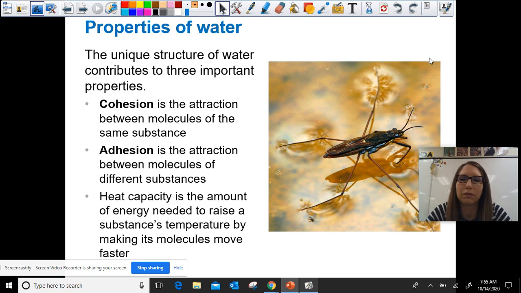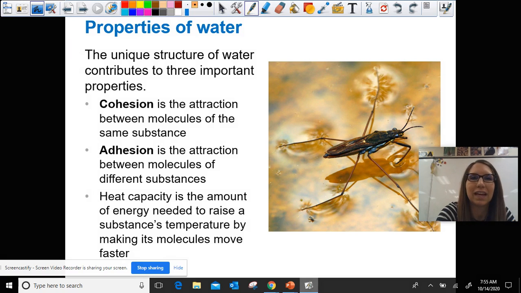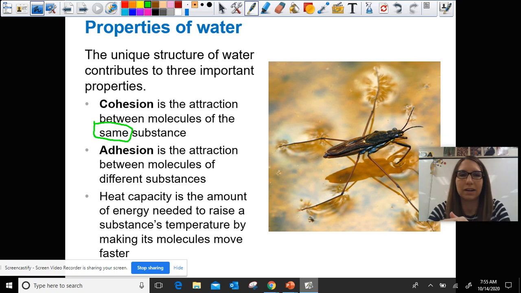And if you remember from Latin, co was a Latin root that meant both or together. So this is the attraction between molecules of the same substance. This is how they interact with each other in that substance, okay? So this is working together for a common goal. And with cohesion, what we tend to see is things like surface tension that occur.